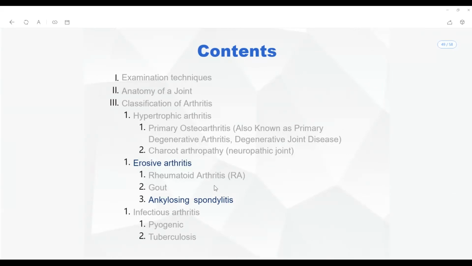Every joint disease has its own hallmark features, right? Hypertrophic osteophyte formations, hypertrophic arthritis, which is primary or degenerative arthritis. Then Charcot's arthropathy, which happens particularly in diabetes. Then rheumatoid arthritis, which happens in the distal interphalangeal and proximal interphalangeal joints. Gout, which happens because of the formation of urate crystals. Ankylosing spondylitis, which happens because of syndesmophyte formation.